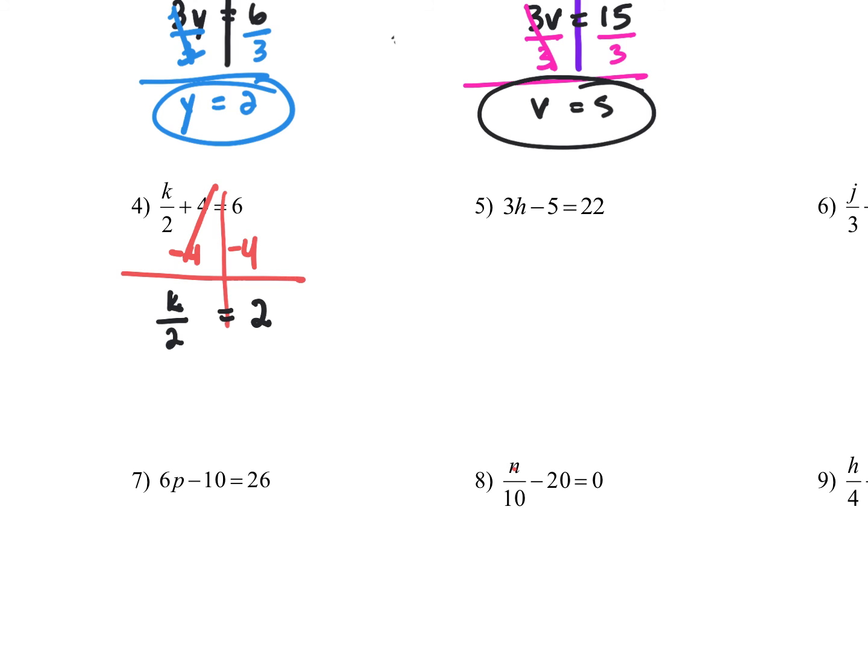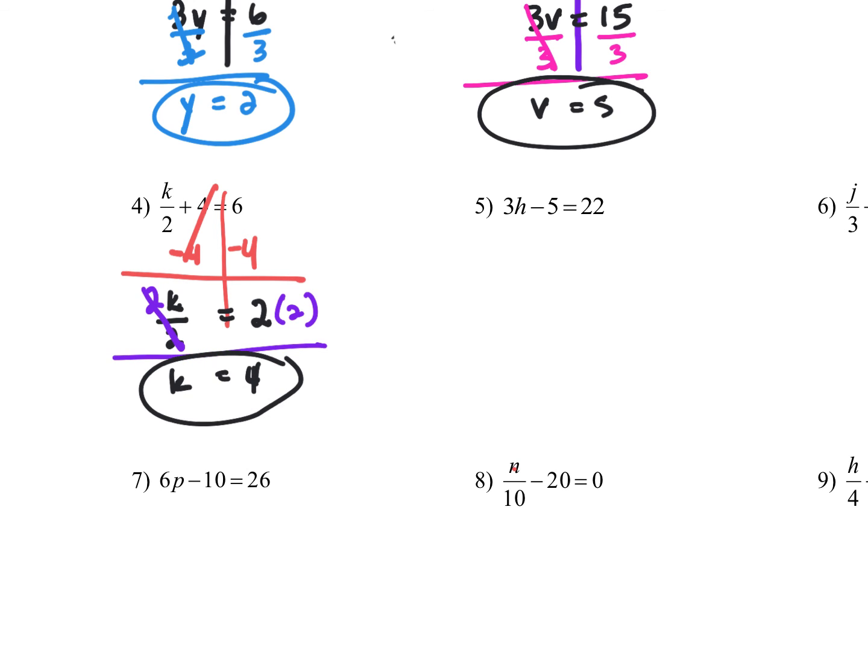So as I look at k divided by 2, the opposite of dividing by 2 would be to multiply by 2 on both sides. This eliminates the 2, and we have left k, which is what we wanted on that side, equals 4.